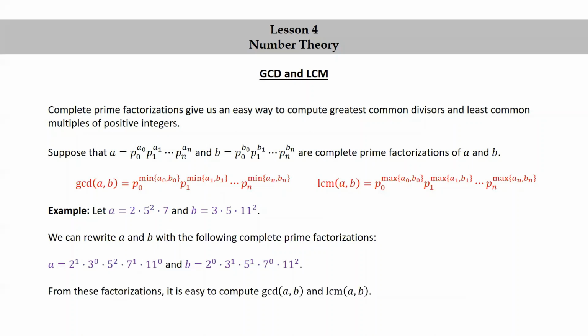From these factorizations, it is easy to compute GCD of A, B and LCM of A, B. GCD of A, B is 2 to the 0 times 3 to the 0 times 5 to the 1 times 7 to the 0 times 11 to the 0, which is equal to 5. Notice how we took the lowest exponent each time for each prime. LCM of A, B is equal to 2 to the 1 times 3 to the 1 times 5 to the 2 times 7 to the 1 times 11 to the 2, which is 127,050. This time we took the highest power of each prime.